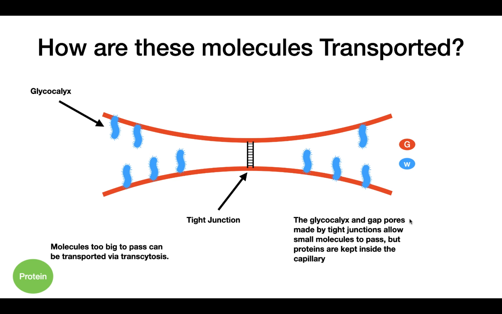Now, it is possible for some larger molecules to pass through the capillary, but they go through a special process called transcytosis. This is basically vesicular transport. You'll have these pits that face the lumen of the vessel, and these big molecules go into these pits and form a vesicle. Then the vesicle travels to the opposite side of the cell and releases the contents into the interstitial fluid.